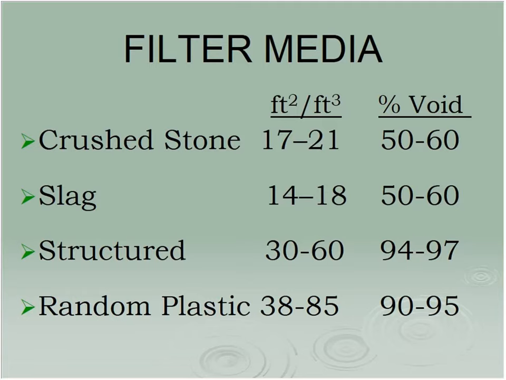So I've got room for the air to pass through and the water to pass through, and I've got some space. Slag, not much better. We come down to the random plastic on the bottom here. Depending on the type that you choose, you're doubling at a minimum up to four times the amount of area in a given volume. And the void space is fantastic. So you don't have to worry so much about clogging. Got good airflow through, everybody sees air, you don't go anaerobic.